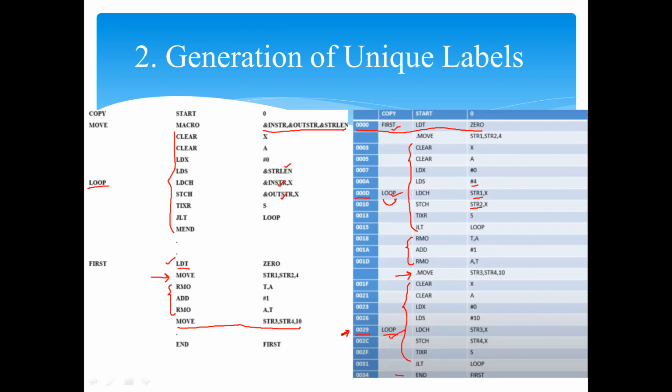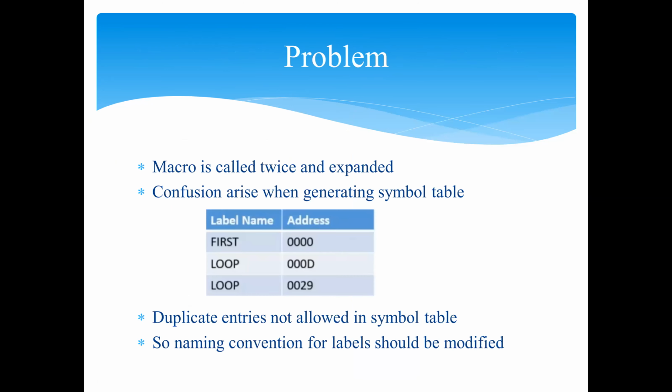You remember, in the symbol table, you cannot add the same label twice. Duplicate label names cannot be added to the symbol table because it creates an ambiguity, right? Because in the program, you have a loop statement coming. Loop is referred in this statement, and loop is referred in this statement also. If you have two addresses, then which address does it point to? That creates an ambiguity. So such a symbol table cannot be constructed. That is a problem with such a macro expansion.